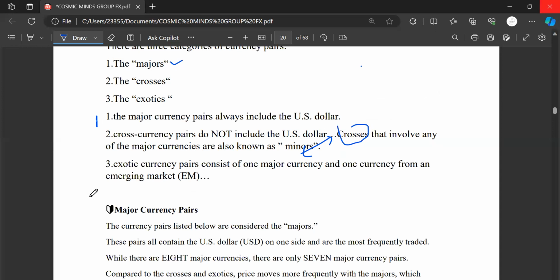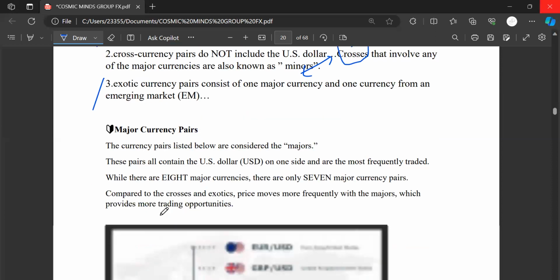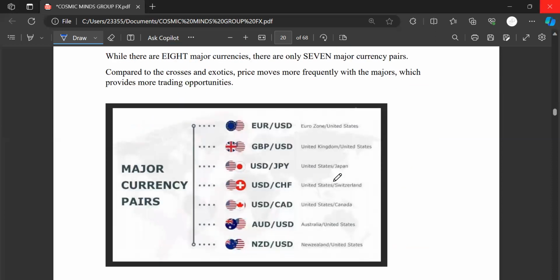Then look at the exotics. The exotic currency pair consists of one major currency and one currency from an emerging market. It means it's not really a popular currency that is traded. Some of them have funny names; if you look at them, you even wonder whether it is really a currency. I think we have a picture of them, so don't worry, we are going to look at them. Now, the major currencies that we have looked at, you can see them here.